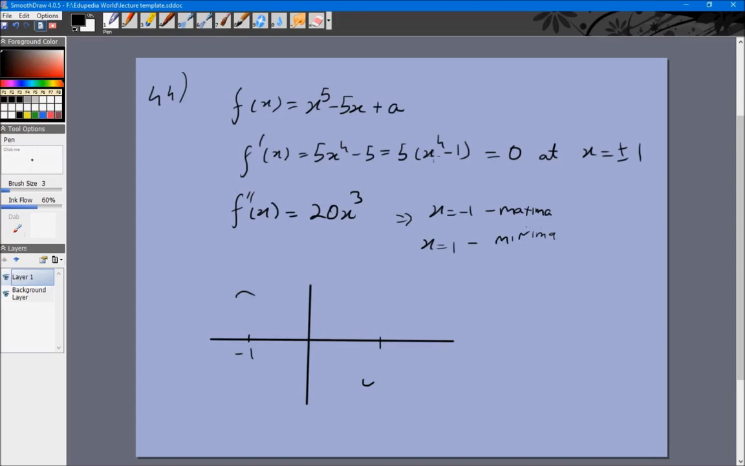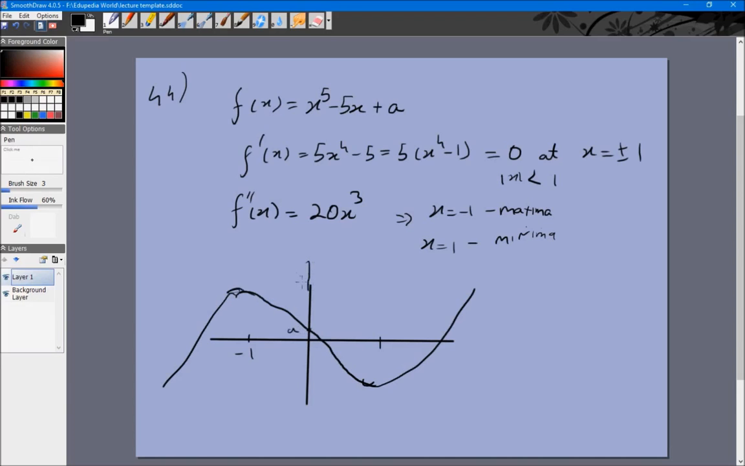If mod x is less than 1, then this term is negative. So between 1 and minus 1 it is negative. It doesn't matter what it is, it's negative. And greater than 1 is positive, and less than minus 1 is positive. So something like this, right? This point will be a, because f x at x equal to 0 is a.